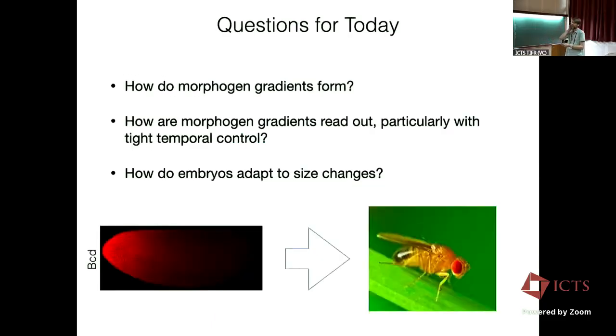So what am I going to talk about? I'm going to mainly talk about how morphogen gradients form, and that's the work we've been doing recently. And then, depending on how much time, I'm going to touch on some of our older stories. Firstly, how is the readout of the gradient temporally controlled? It's not just about putting things in the right position, it's also doing them in the right position at the right time. And then lastly, how embryos adapt to size changes.